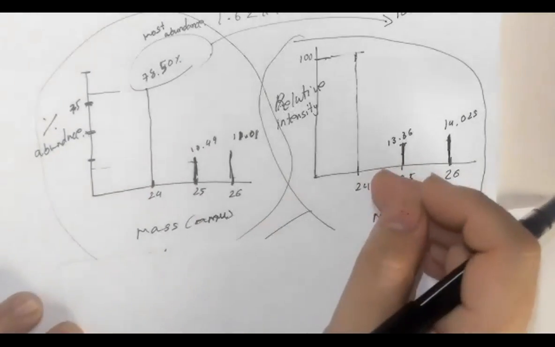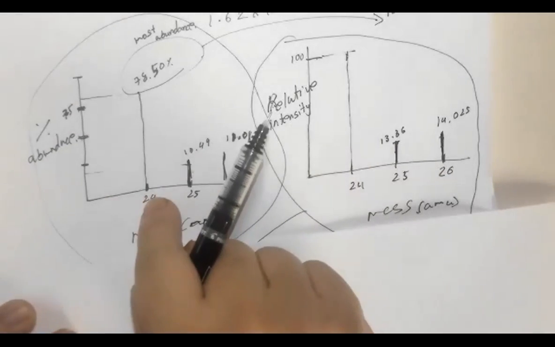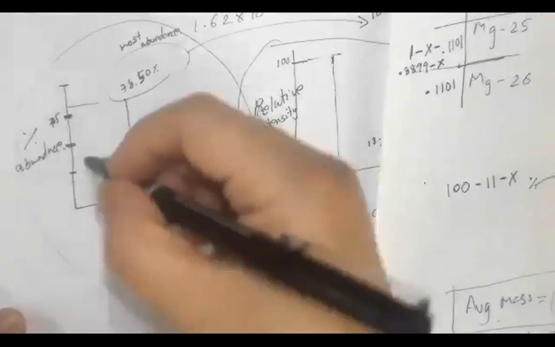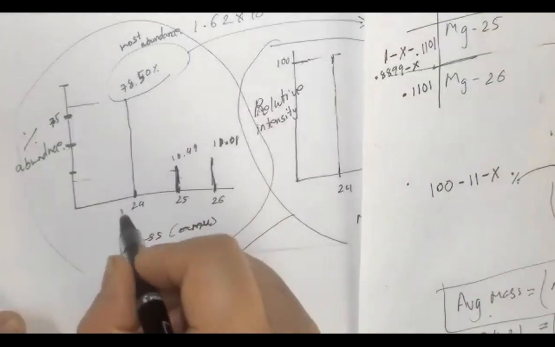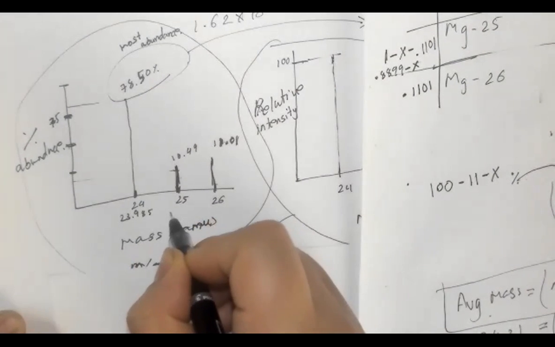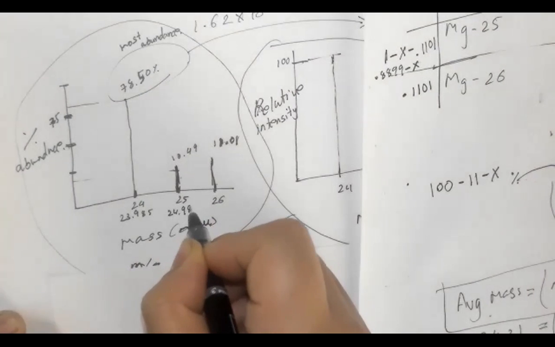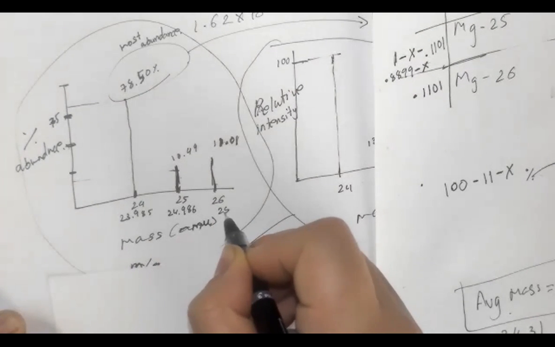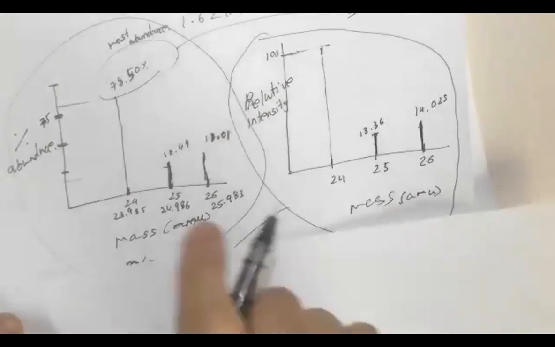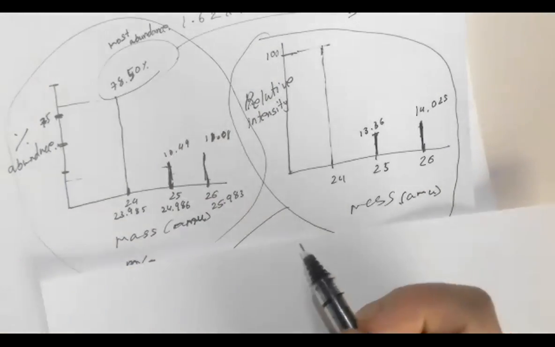Same idea. So the mass of each one, I need to go back and bring it. I'm going to write the mass underneath these. This is 23.985, this is 24.986, and this is 25.983. So these are masses, by the way. So how do you find the average?